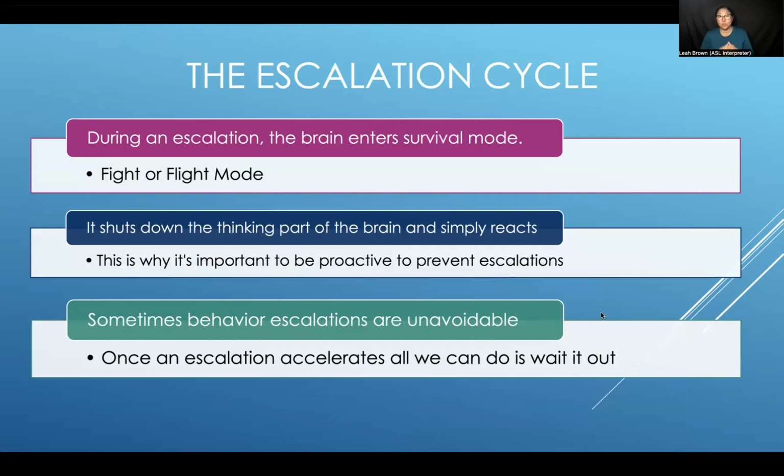So during an escalation, the brain enters survival mode. So our kids are in fight or flight mode, and this also can apply to us as well. It shuts down the thinking part of the brain and simply reacts. This is why it's important to be proactive to prevent escalations. As we discussed earlier, priming is a huge proactive support that we can provide to our kids in hopes of preventing the escalation cycle. Sometimes behavior escalations are unavoidable. Once an escalation accelerates, all we can do is wait.